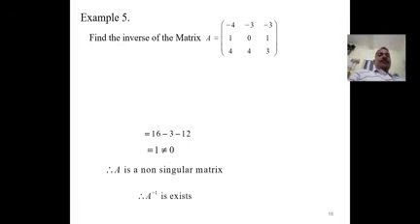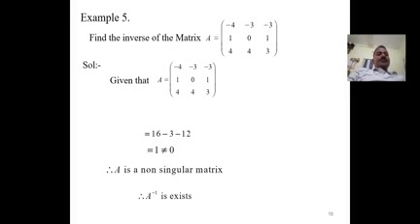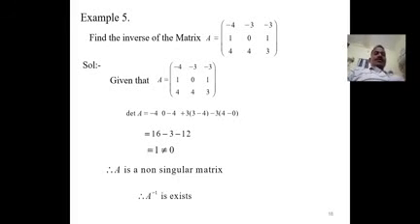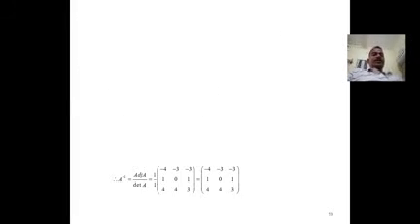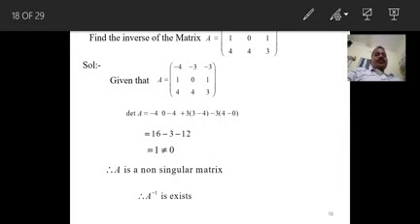Now the next problem, find the inverse of the matrix A equal to minus 4 minus 3 minus 3, 1 0 1, 4 4 3. Let us take given that A is equal to minus 4 minus 3 minus 3, 1 0 1, 4 4 3. Now we have to find the determinant of this matrix. Determinant of A is equal to minus 4 into (0 minus 4) plus 3 into (3 minus 4), minus 3 into (4 minus 0). So this is 16 minus 3 minus 12, that will get it as 1. Therefore A is a non-singular matrix, therefore A inverse exists.